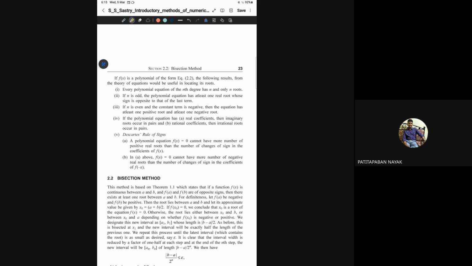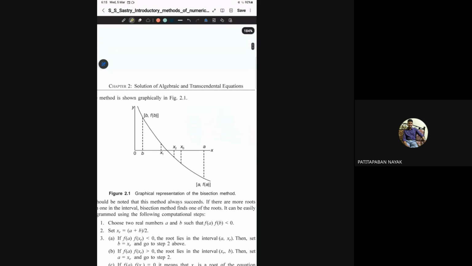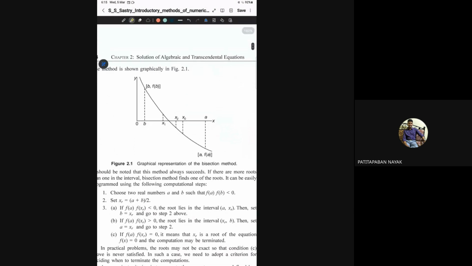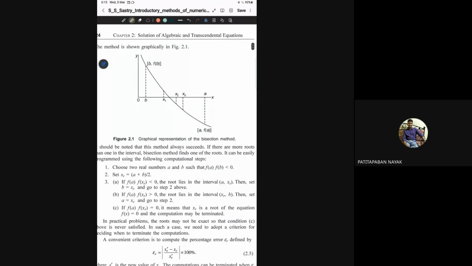Now let us try to understand this figure which I was drawing last class. So what exactly is it doing? We have to find out this point, where f of x is equal to 0. And we are starting from x is equal to a and x is equal to b.